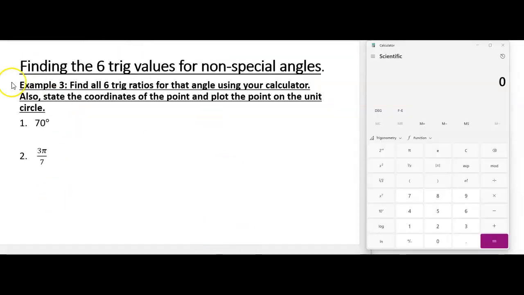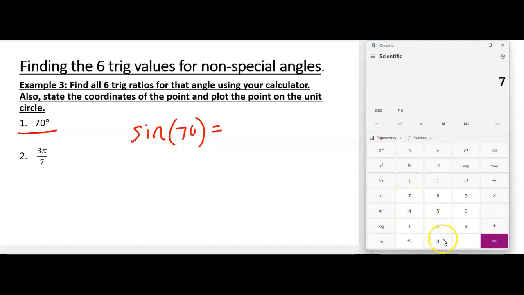Okay, let's begin. So for number 1, the first thing I want to do is find sine of 70. So let's do that. And once again, that's not on my unit circle, so I can't look at my unit circle and just find out what the y value is. So I need to use a calculator for that one.